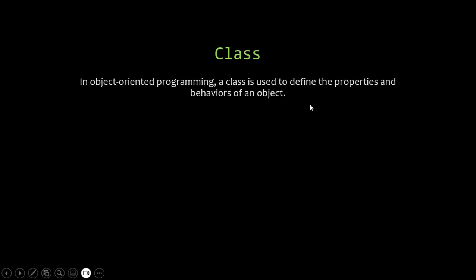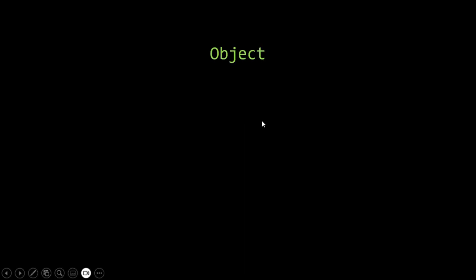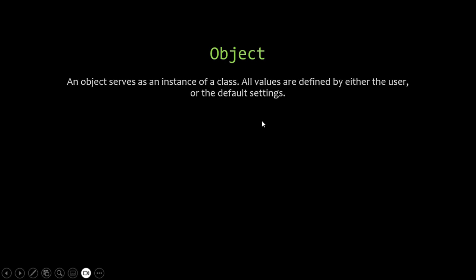In object-oriented programming, a class is used to define the properties and the behaviors of an object. Essentially, I like to think about it like categories. Classes are the categories that objects fit into. Next, we have object. An object serves as an instance of a class. All values are defined by either the user or the default settings. So that's like the information that you put in that does get put into those classes.